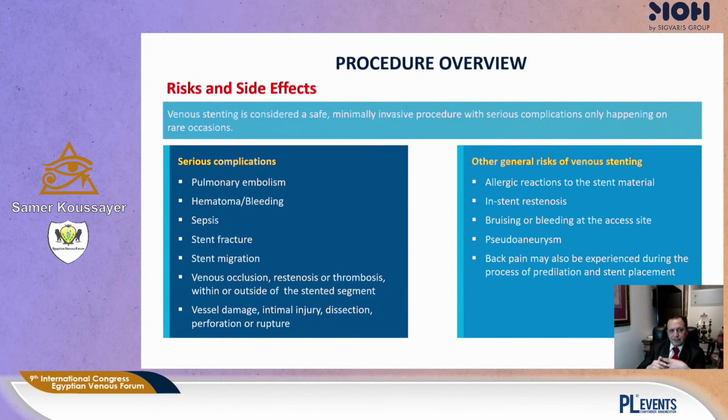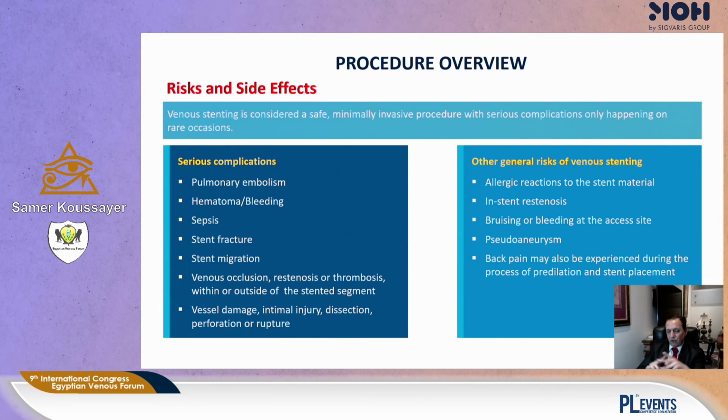Hematoma, bleeding, sepsis, stent fracture, stent migration if you undersize, venous occlusion, restenosis or thrombosis within or outside of the stent segment, vessel damage, intimal injury, dissection, perforation, or rupture. The other general risks for venous stenting: allergic reaction to the stent, in-stent restenosis, bruising or bleeding at the access site, pseudoaneurysm. Back pain may also be experienced during the process of pre-dilatation and stent placement.